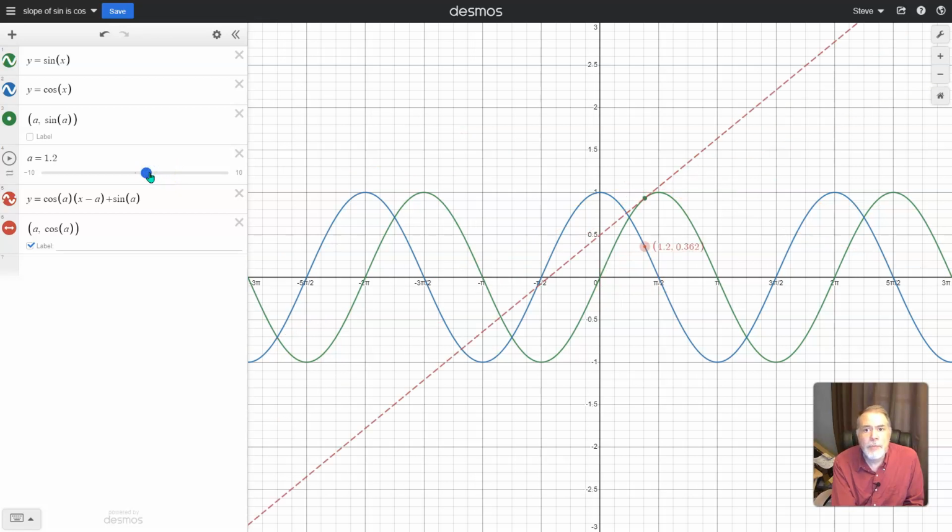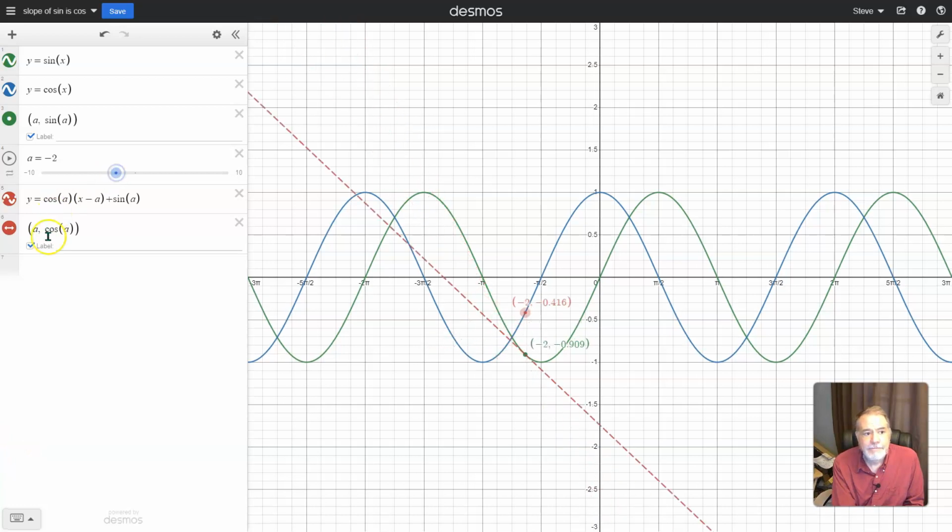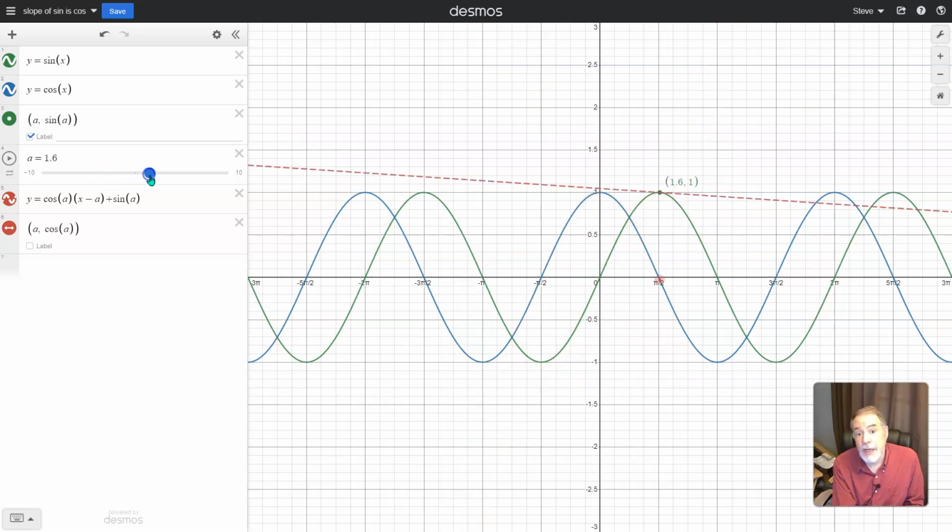And if you remember that the derivative of a function is the slope of the tangent line to the graph of that function, that means that at any point on the green curve, which is the sine of x, you've got your x coordinate, you've got your y coordinate, which is the sine of x, and then the slope of the tangent line to the sine curve at that point is the same as the value of the cosine function at that point.